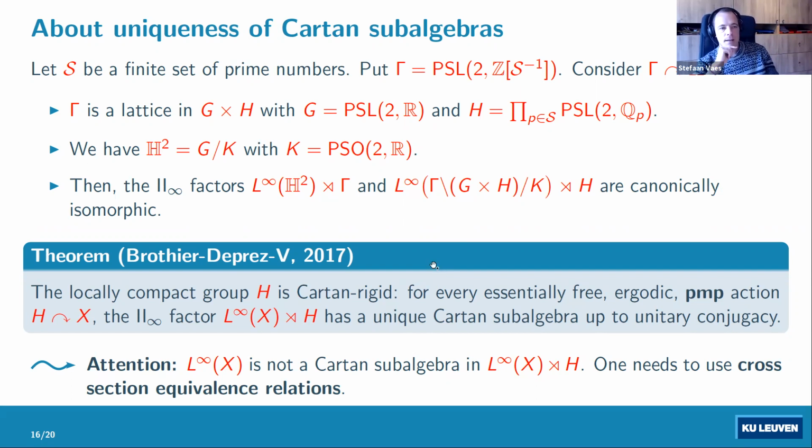Now here there is a big warning, if you would wonder. Of course, L infinity of X in this picture is not a Cartan subalgebra. So there is a Cartan, it's kind of canonical. It comes from choosing a cross section. I will come to that at the end. But it's not because H is not discrete. I mean, it's not L infinity of X itself that is the Cartan subalgebra, but there is a unique one. Okay. So that deals then with uniqueness of Cartan.